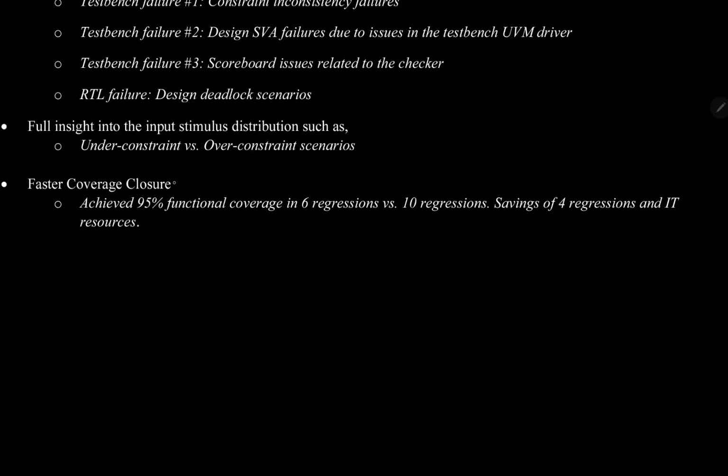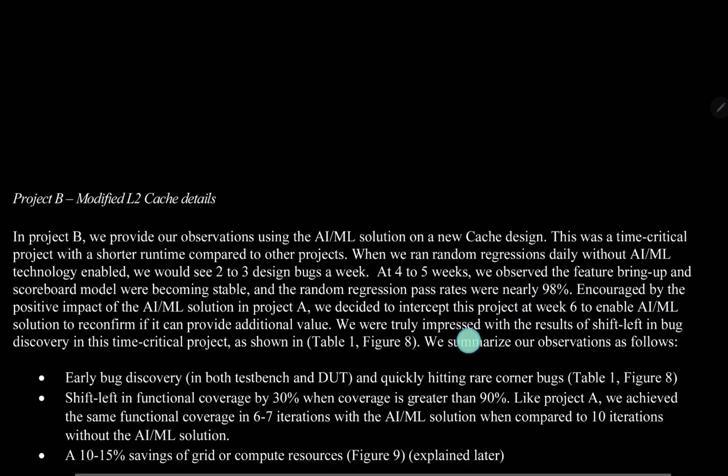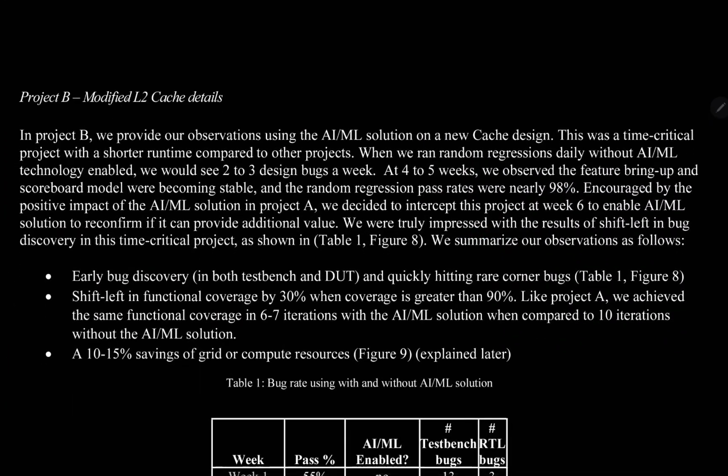Fast coverage closure: we achieved 95% functional coverage in 6 regressions versus 10 regressions, a saving of 4 regressions and IT resources. Project B, modified L2 cache details. In Project B, we provide an observation using the AI/ML solutions on a new cache design. This was a time-critical project with a shorter runtime compared to the other project.